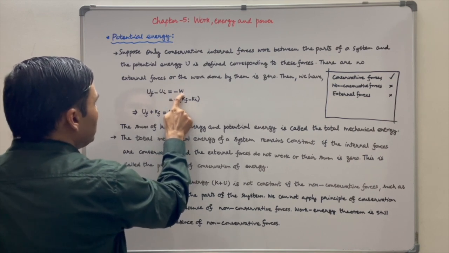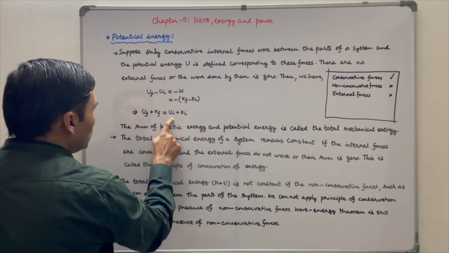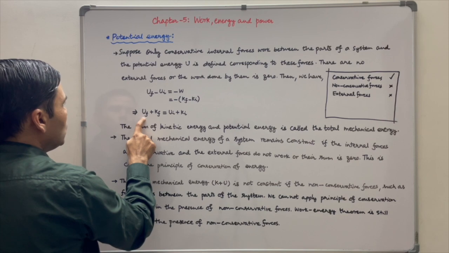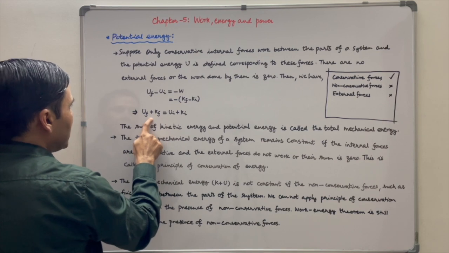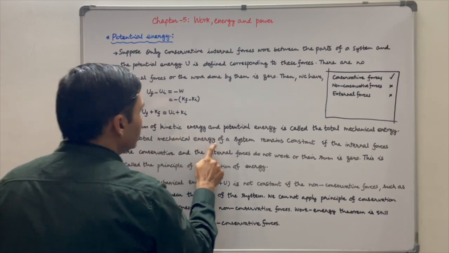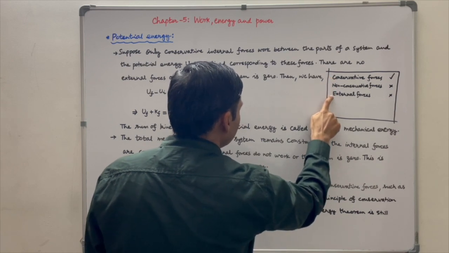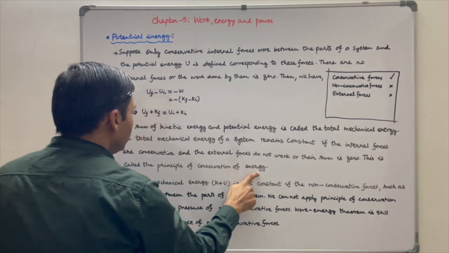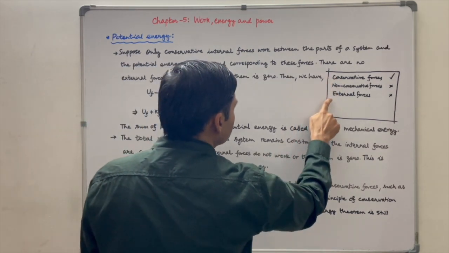From the work energy theorem, replace W by Kf minus Ki. So UF plus Kf is equal to UI plus Ki. The sum of kinetic energy and potential energy is known as total mechanical energy of the system. From this equation, total mechanical energy final is equal to total mechanical energy initial. That means total mechanical energy of a system remains constant if these conditions are met by the system. This is known as the principle of conservation of energy. In other words, we can apply the principle of conservation of energy when a system meets these conditions.